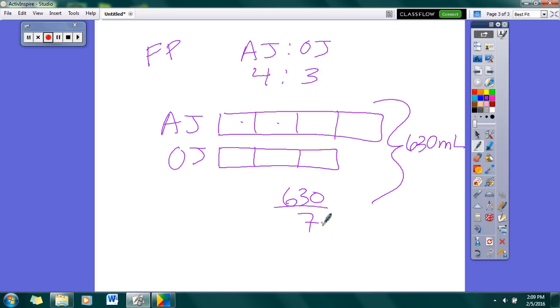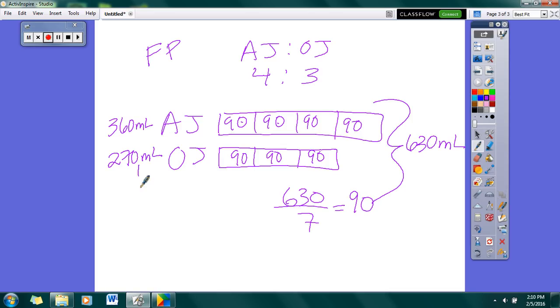So I know 7 goes into 63 9 times with a 0, and that tells me every box is worth 90. This tells me I need to take 360 milliliters of apple juice and 270 milliliters of orange juice to get 630 milliliters of fruit punch. Okay, so that's what happens when I have a total and I need to split it up. Now what happens if I just have apple juice? I don't have orange juice and I want to figure out my total. So let's look at that.